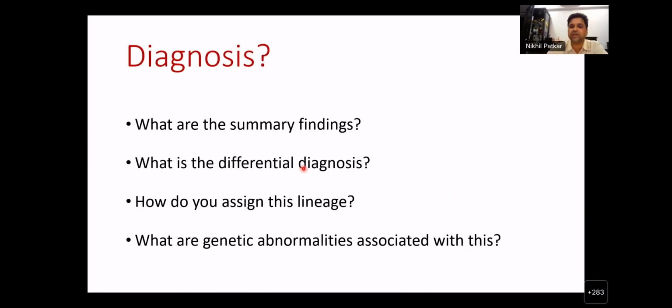Okay, what's the differential diagnosis? You rightly pointed it out in your description. What's the differential diagnosis? Monoblastic leukemia or promyelocytic leukemia. So it can be hypogranular APML, right? And how do you assign? We saw MPO, and MPO has to be intensely positive in APL. Okay, so how do you assign monocytic lineage? These are the next questions to ask. So let's review the genetics. I'll talk about this.